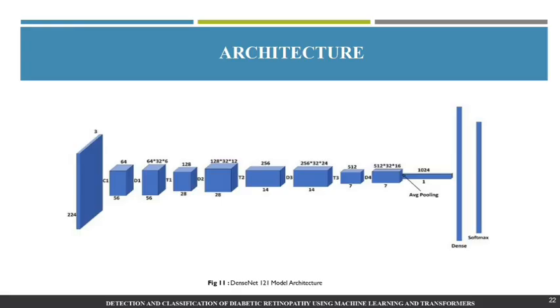After an initial convolution and pooling, the network consists of four dense blocks that extract increasingly complex features, interspersed with transition layers that control feature map dimension. Finally, global average pooling aggregates the features and a softmax layer makes the prediction. This architecture enables DenseNet 121 to achieve high accuracy while remaining computationally efficient.